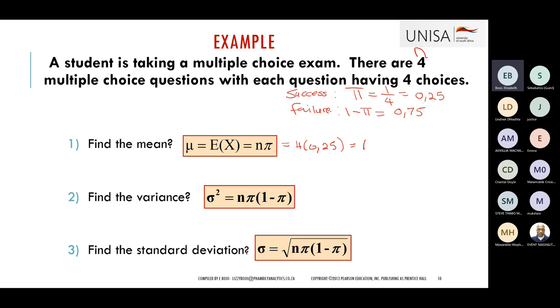Find the variance. The variance is calculated by 4 times 0.25 times 0.75. You can also use 1 minus 0.25, but because I already calculated it there, it's there. And what is the answer?